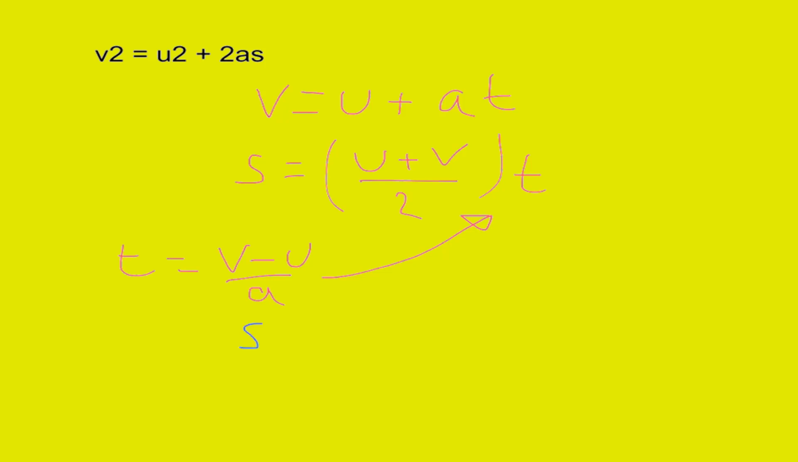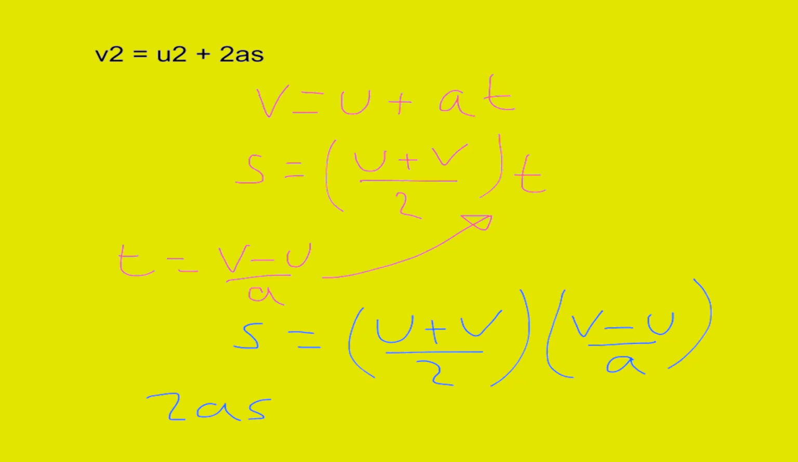I'm just going to change colour, so once I've put that t as v minus u over a into that, we get s equals u plus v over 2 times v minus u over a. If I multiply through by 2a, I get 2as on one side, and u plus v times v minus u is basically the difference of two squares, so I can show that that is v squared minus u squared. Therefore we can rearrange that to say v squared is u squared plus 2as, as required in our initial statement that the fourth Suvat is v squared equals u squared plus 2as.